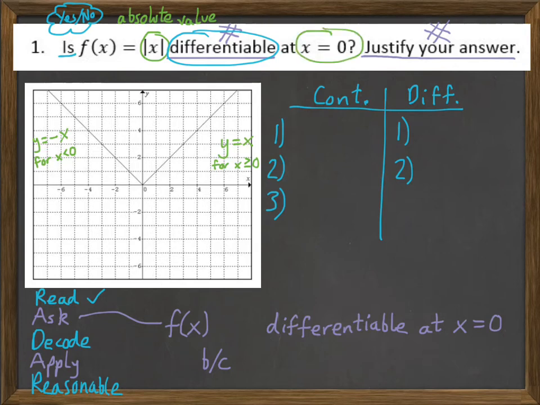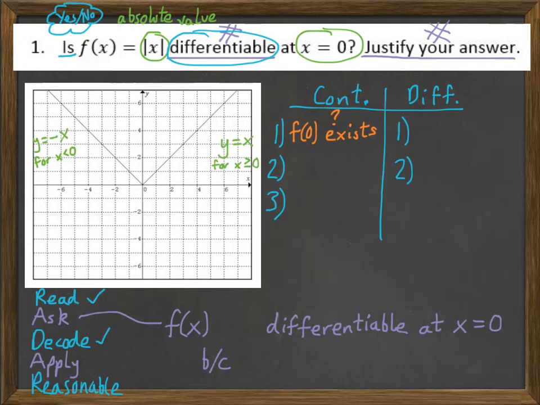Then x equals 0 is the x value I'm interested in. Alright, so I think I've decoded that. So I'm done with that part. Now let's apply our understanding. The first condition I need to check is whether the function value exists.